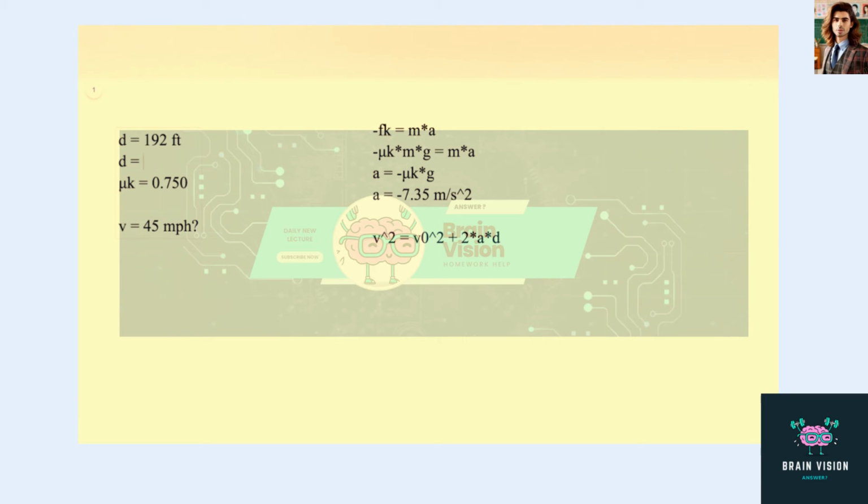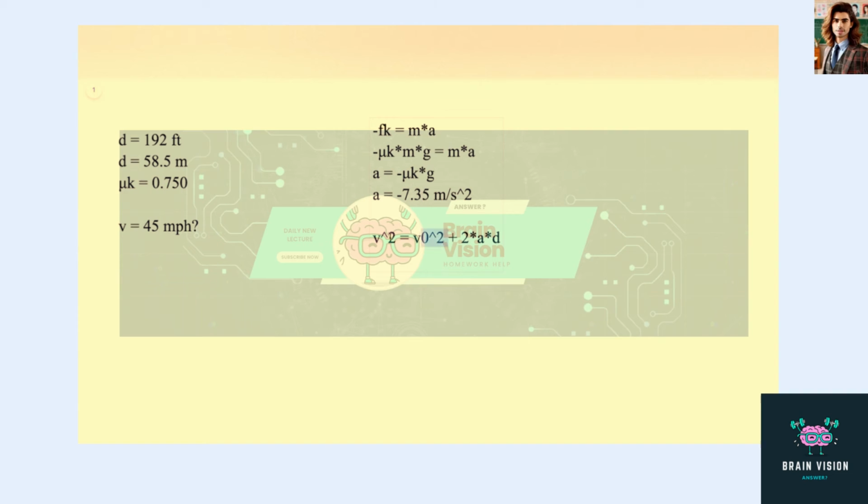So to meters. If we use our unit conversions, we're going to find that this distance is equal to 58.5 meters. So that's what we're going to want to use here instead of feet. So we have now our distance here, and we just found our acceleration in meters per second squared. So those units are going to be correct.